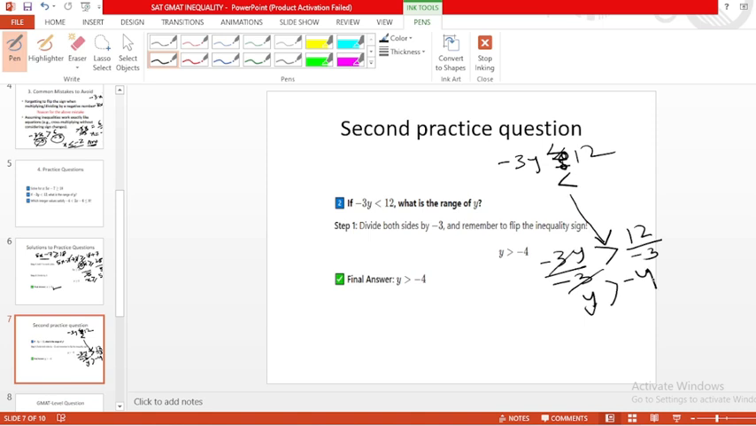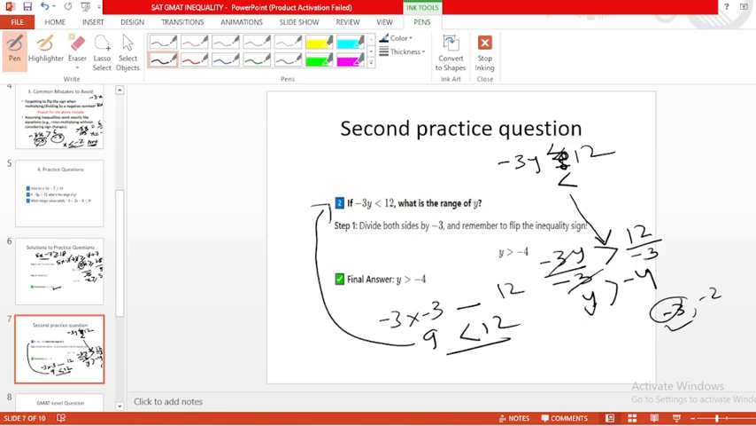So any value greater than minus 4 works, but we should always check our inequality. Let's take an example, suppose we take minus 3. In place of y, we put minus 3. We get 9 here, which is actually less than 12. So this inequality is satisfied. Same with minus 2 or any value. So the range will be y should be greater than minus 4.